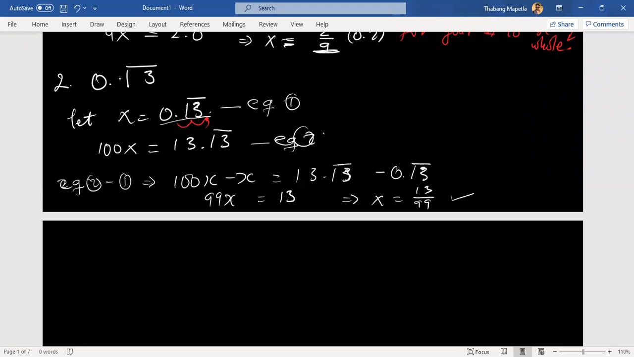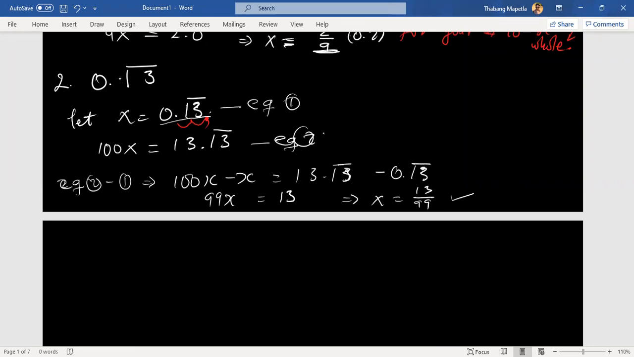So we multiply both sides by 100. We're going to have 100x, and here we get 13.13 bar, because the 13s are always going to repeat. They are infinite. So we call it equation 2. Then we subtract equation 1 from equation 2. So 100x minus x equals 13.13 bar minus 0.13 bar.